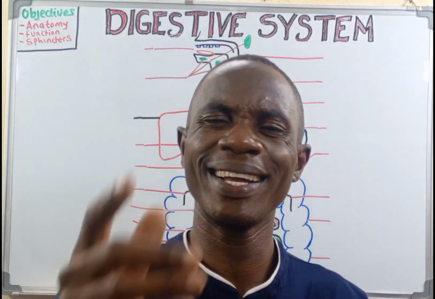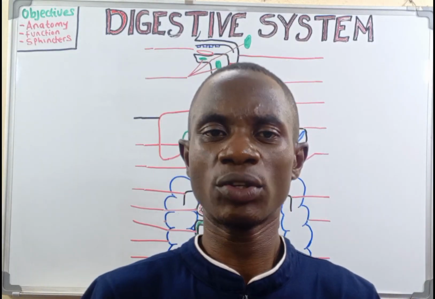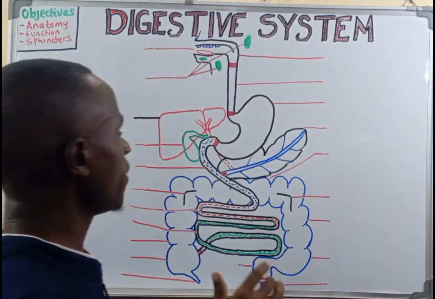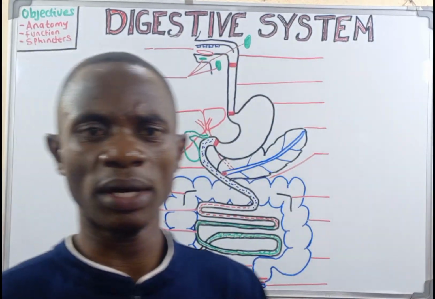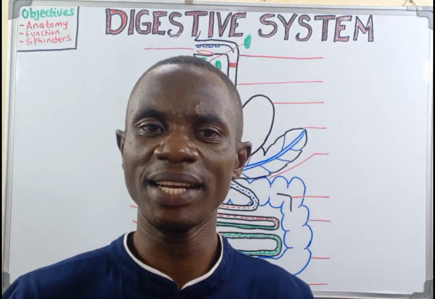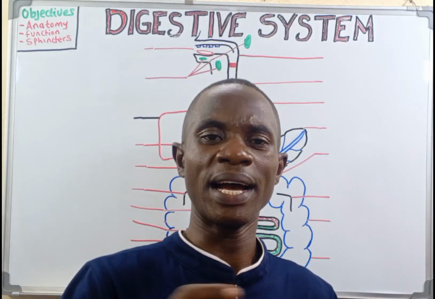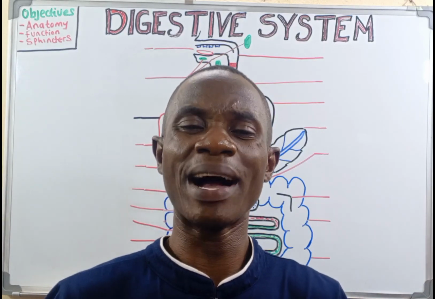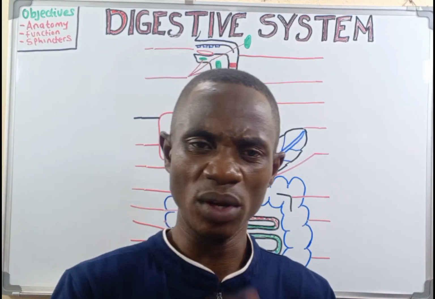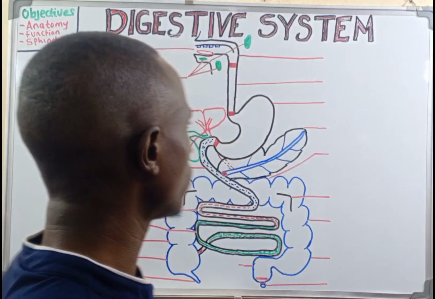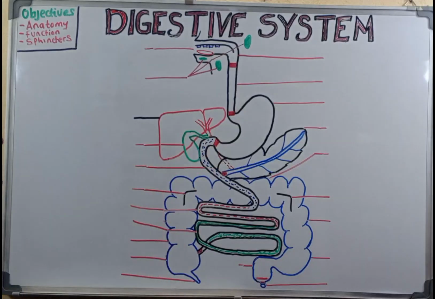So let's go ahead and get started and look at the anatomy of what we call the digestive system. Previously, we talked about the components of the digestive system, where we talked about the alimentary canal and even what we call the accessory digestive organs. So now, today we're going to be looking at them and how they are arranged in the digestive system. So let's look at the anatomy of the different structures that make up the digestive system.